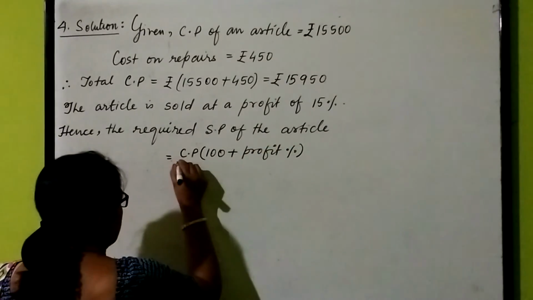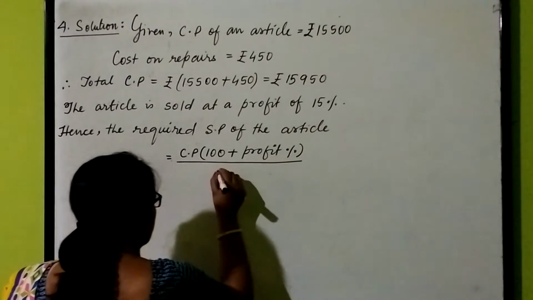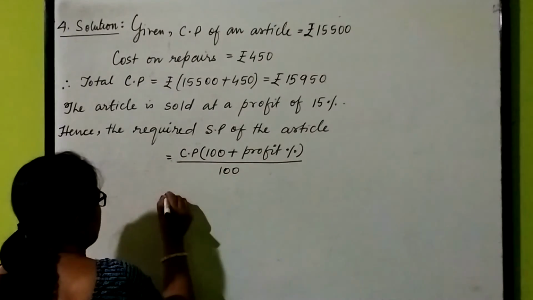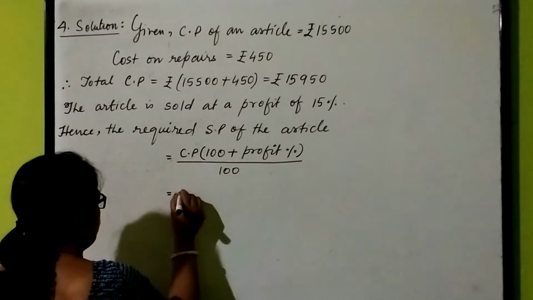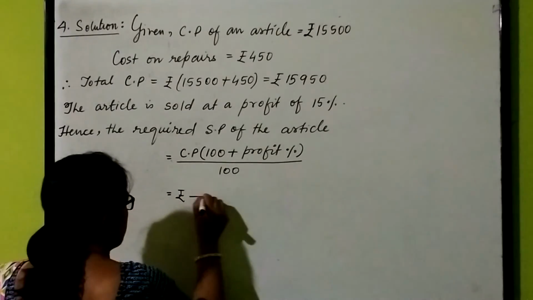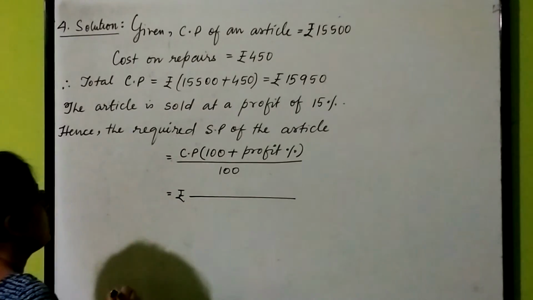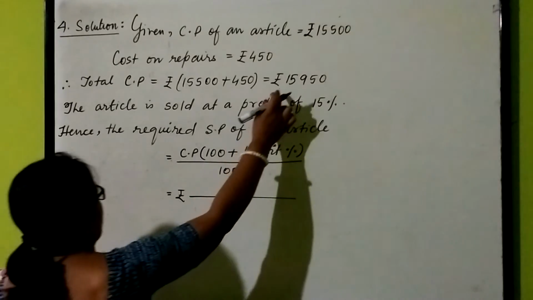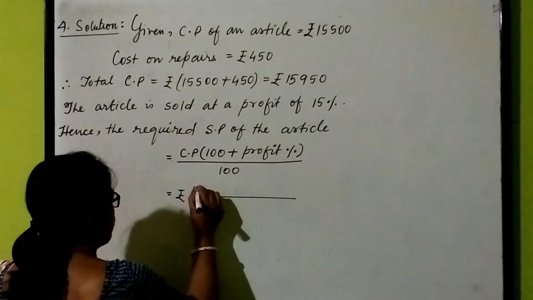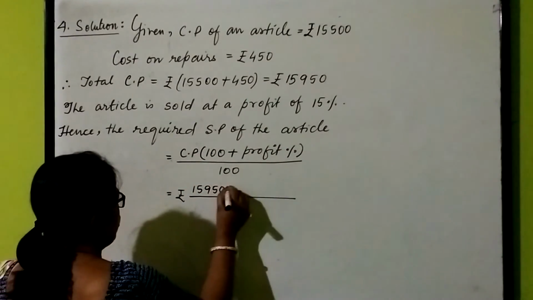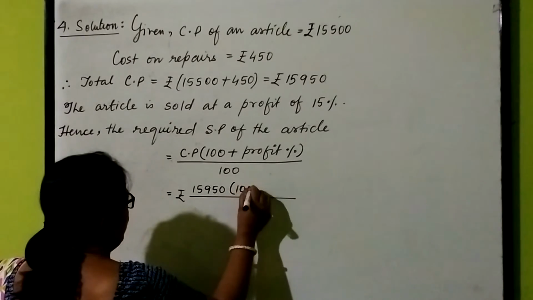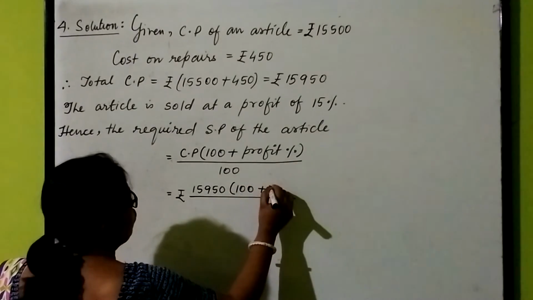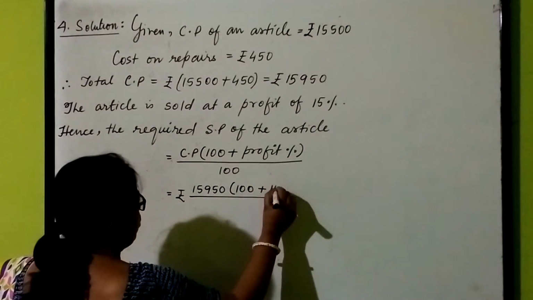Have a glance at the class 7 mathematics book. You will get the formula in chapter 9. Then the answer will come in rupees, obviously. What is CP? You have to take this 15,950. Then what is 100 plus profit percent? Profit percent is 15. Am I right?